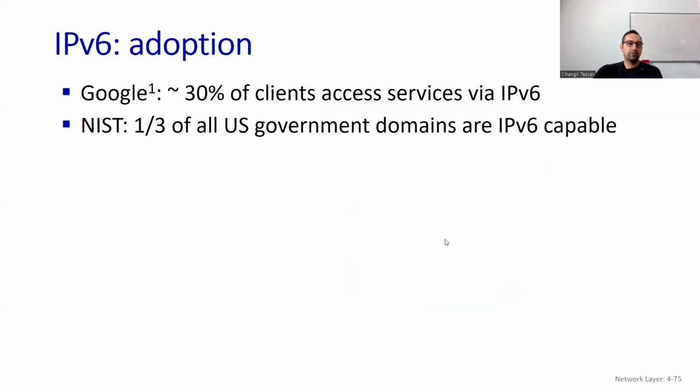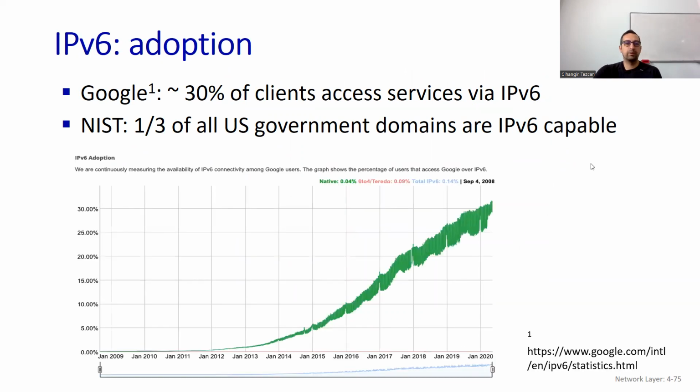So IP version 6 adoption is actually progressing really fast. Google says that 30% of their clients access services via IP version 6. NIST says that 1/3 of all US government domains are IP version 6 capable. So you can see that 1/3 of the world actually moved on to IP version 6. Probably in the following years, this graph will come very close to 100%, and at some point on, we will get rid of IP version 4 routers, which will be old at the time.